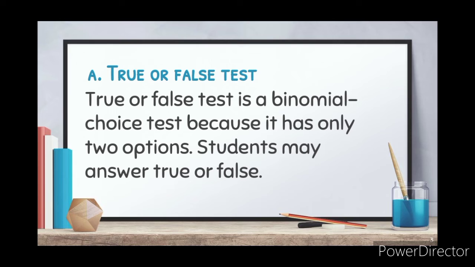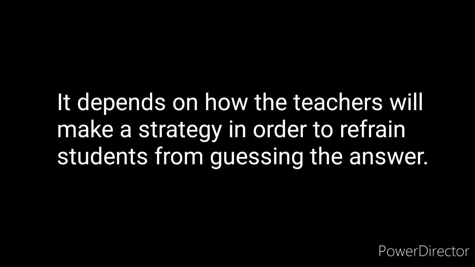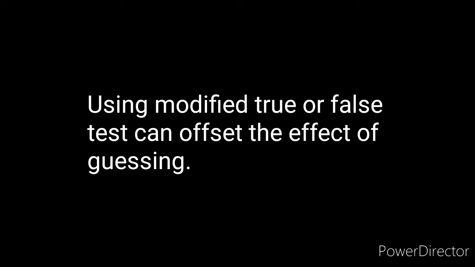True or false test is a binomial choice test because it has only two options. Students may answer true or false. Some teachers would change it by letting the students answer check if it is true and X if it is false, or in any form they like. It depends on how the teachers will make a strategy in order to refrain students from guessing the answer. Using modified true or false test can offset the effect of guessing.